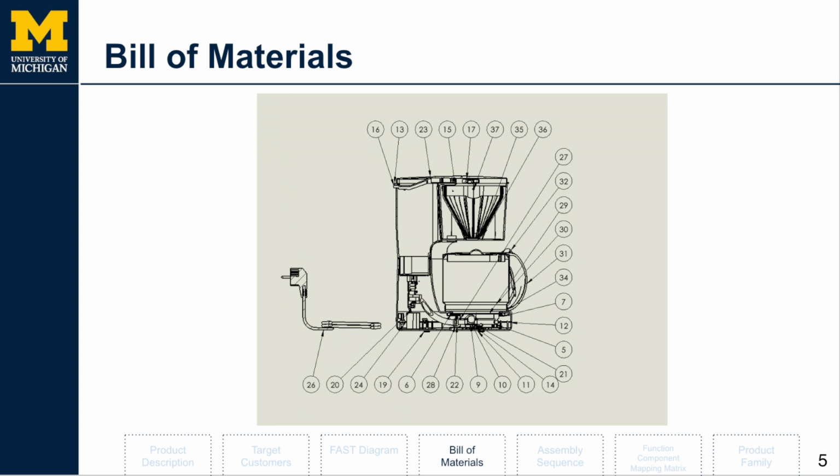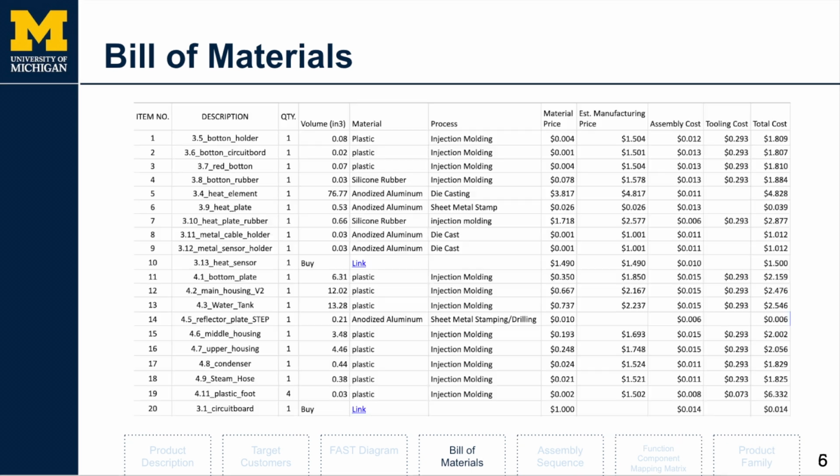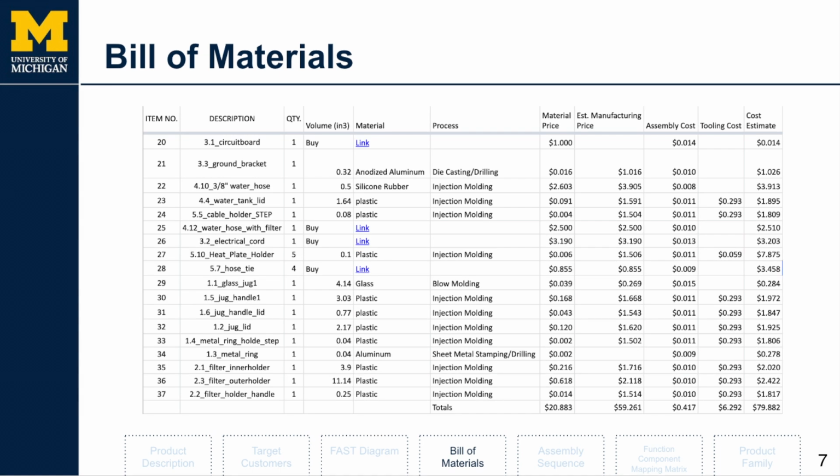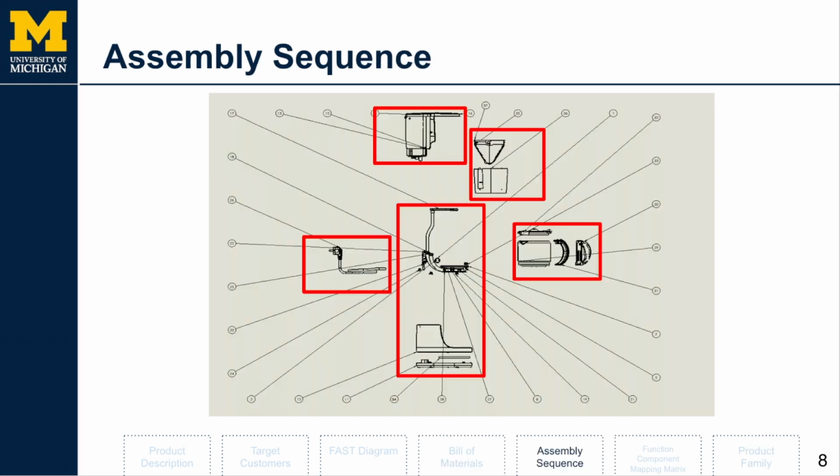For our bill of materials, you can see a bisected view of our coffee maker. In total, there are 37 different parts, most of which are made of varying plastic, though some are metal. We estimated costs based off material, estimated manufacturing price, assembly cost, tooling cost, and the total cost of our entire assembly is estimated at $79.88.